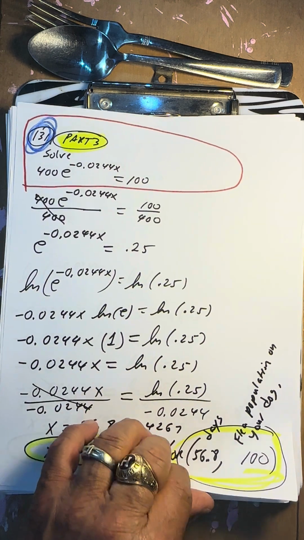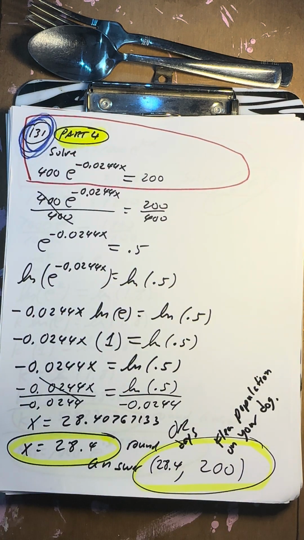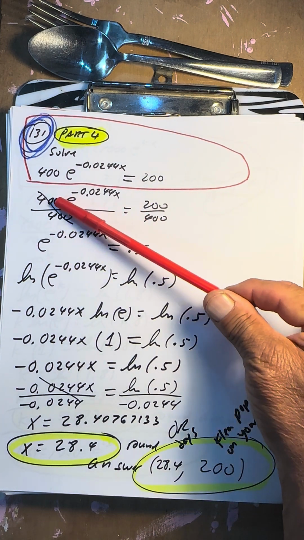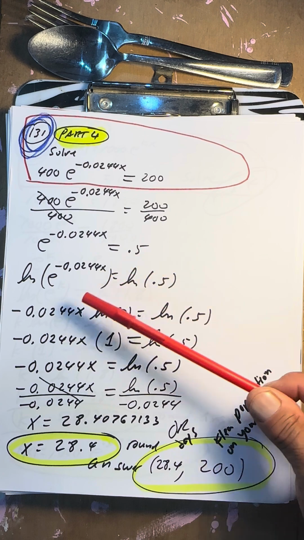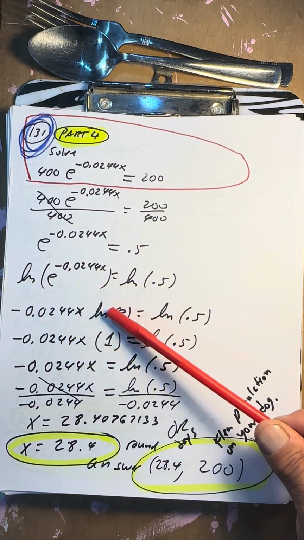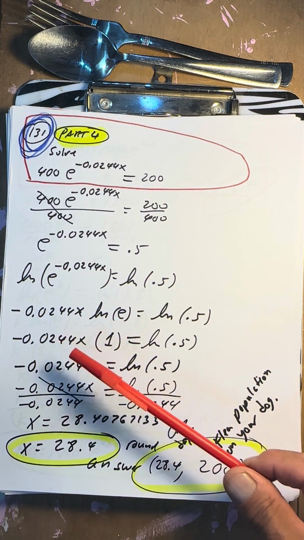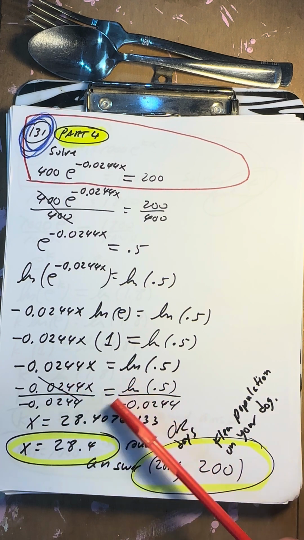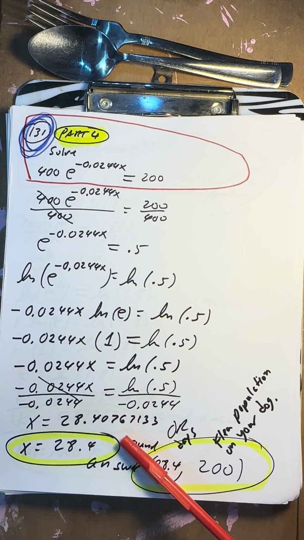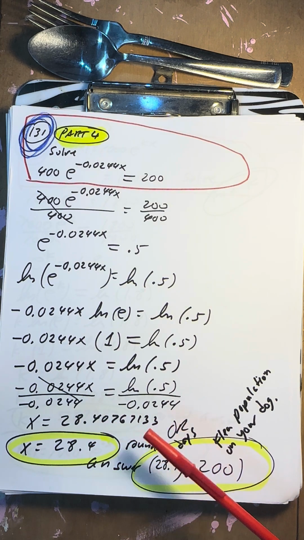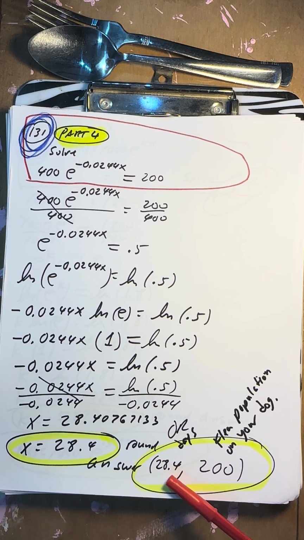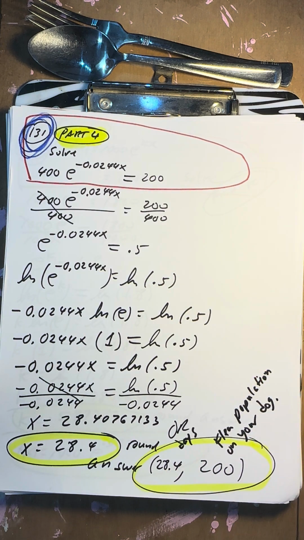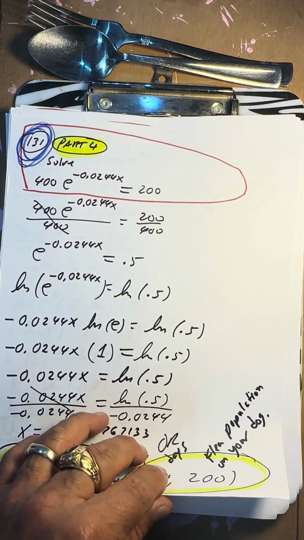It's getting better. How about this one? When is it going to be 200? All right, that's fine. Divide by 400. E to this power is 0.5. ln, the power goes to the front. ln of e, of course, it's a 1. 1 times that. Same thing, easy. Divide. So now this is going to give you x equals 28.4, or 28.4. So in 28.4 days, guess what? The flea population is not going to be 400, but it's going to be what? 200 on your dog. Good news.